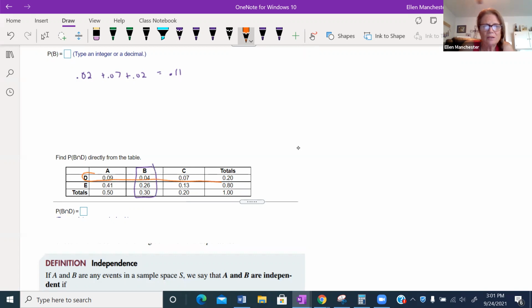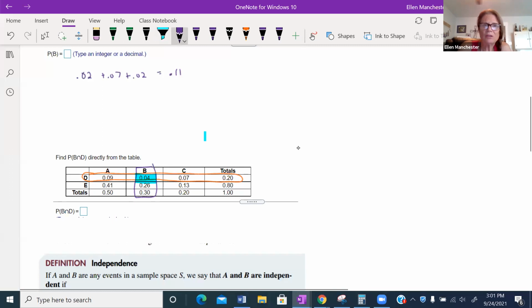You can see it. Well, right here, highlight it. Right here is where they intersect. And that's your answer. So the intersection of D and B is at 0.04. Okay, so it's a lot easier than it looks. It looks kind of big and scary.